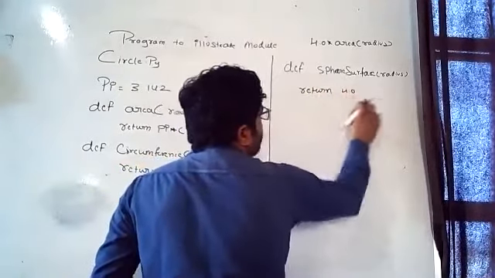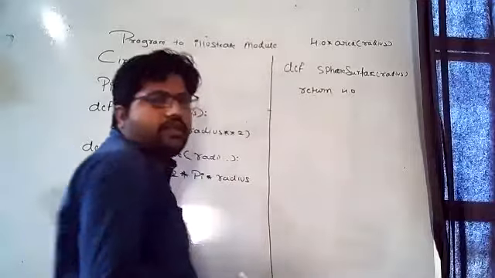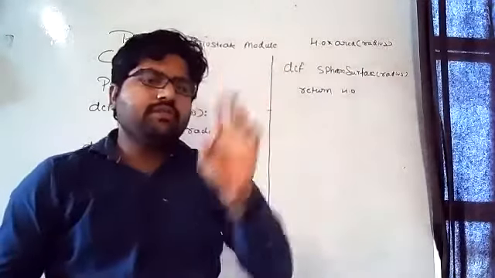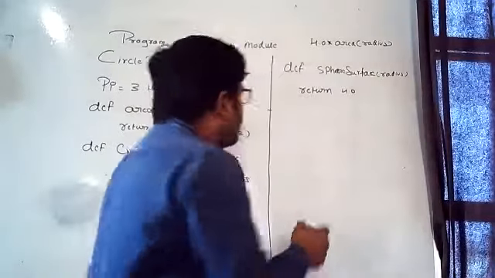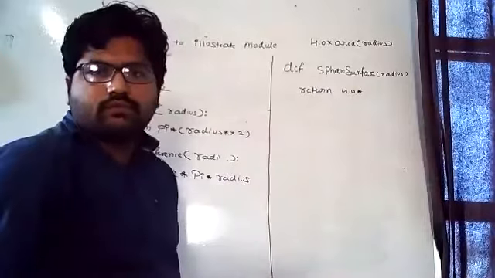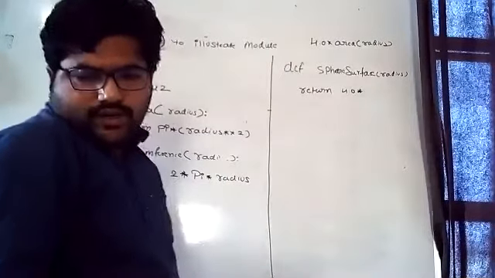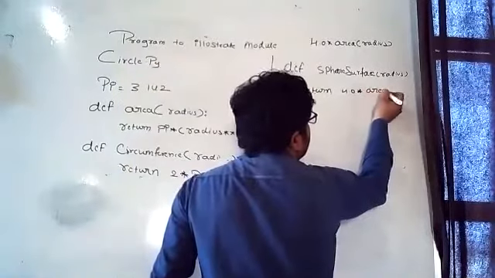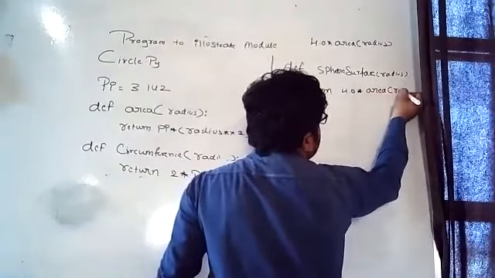4.0 is a float. It is considered as a float. Float into float, what are we going to get? Float into float, the result will be float. Okay, the float. Next, star here, area of radius. Area of radius.